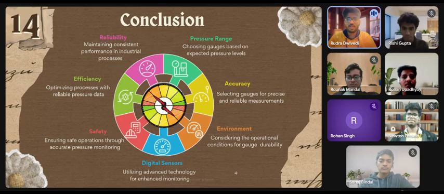So to conclude, on the selection of pressure gauges, this slide highlights the key factors to consider when selecting and using pressure gauges in industrial appliances, such as reliability and accurate pressure measurement. It also includes factors such as selecting the right pressure range, accuracy, and environmental condition, and adopting digital sensors to contribute to better monitoring and durability.